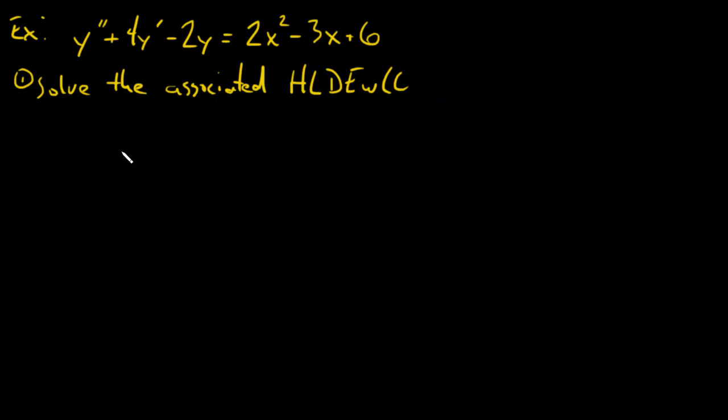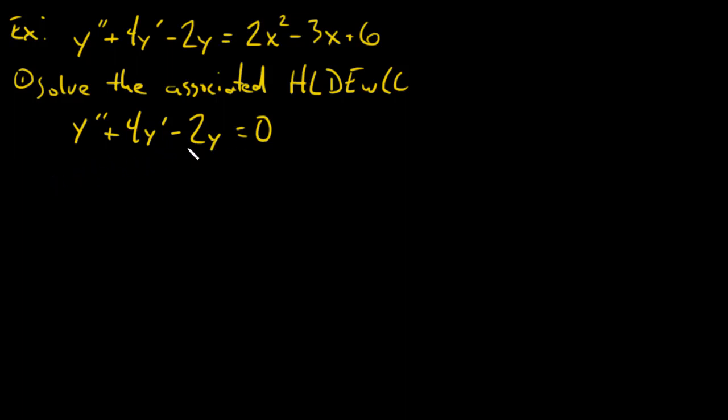So what is that, you say? Well, solve this one. y double prime plus 4y prime minus 2y equals 0. That is the associated homogeneous equation of the non-homogeneous equation. You just take g of x, set it equal to 0, and solve. Well, we know how to do this one super fast, right? b squared minus 4ac is going to be positive, so I know I've got two real solutions.